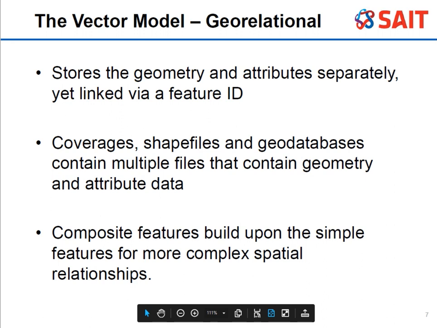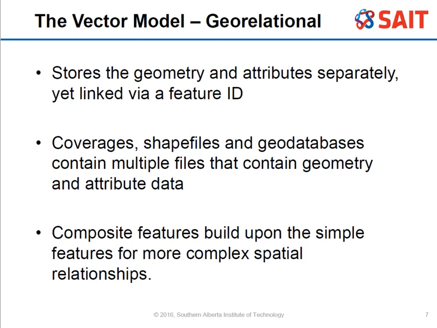What is key with the vector model is it's considered a georelational model, which really means that the actual information about it is not grouped together as one describing feature. For example, it says here in the first bullet point that it stores the geometry and the attributes separately. So we have our shape information, which is different from the attributes in the table. But we can link both of them together with something called a feature ID. When you look at the table, you're going to notice on the left-hand side of the table that there is an ID column.